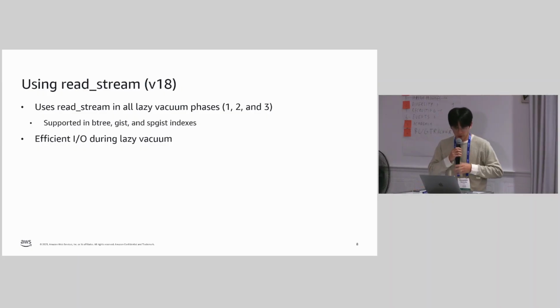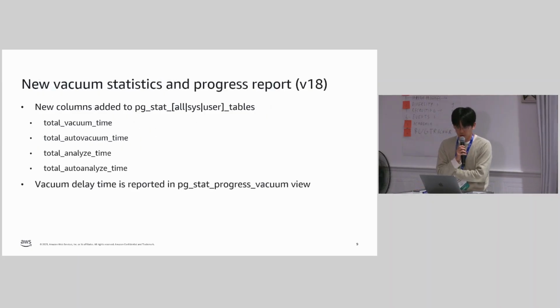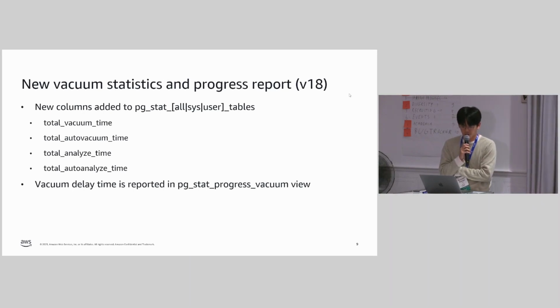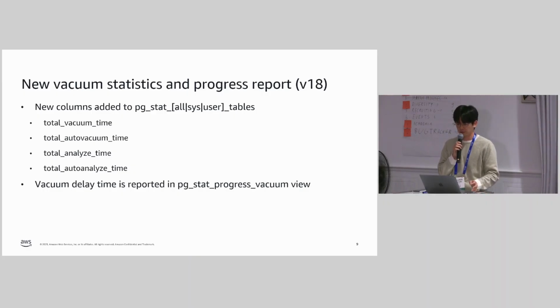And we're also going to have new vacuum statistics in Postgres 18. New columns such as total vacuum time, total autovacuum time, total analyze time, and total autoanalyze time are introduced into pg_stat_all_tables. And also, as I mentioned before, the pg_stat_progress_vacuum view is going to show the vacuum delay time as well.